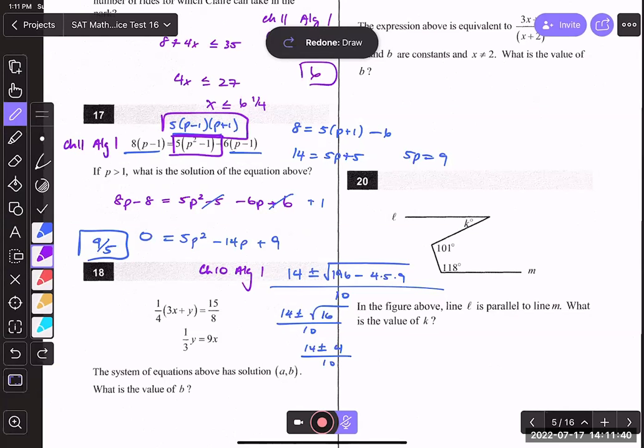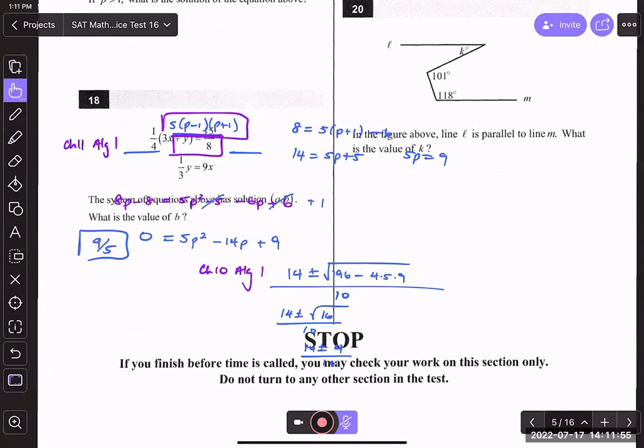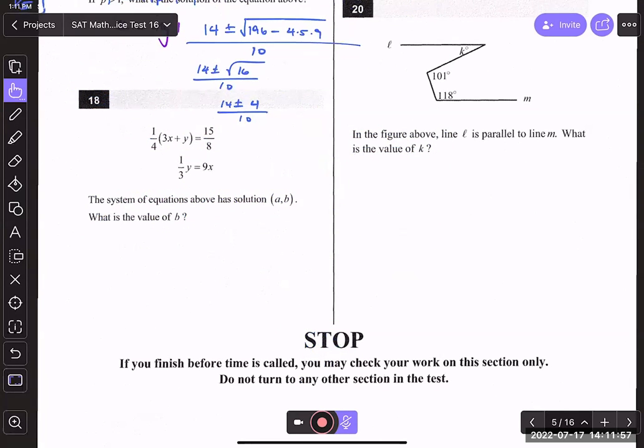Any questions over problem number 17? So as we saw, 2 different ways to do it. One way takes a lot longer, but we don't need to recognize anything. One way is a lot faster, but if you miss the key points, you're not able to do it that way. All right. Problem number 18.